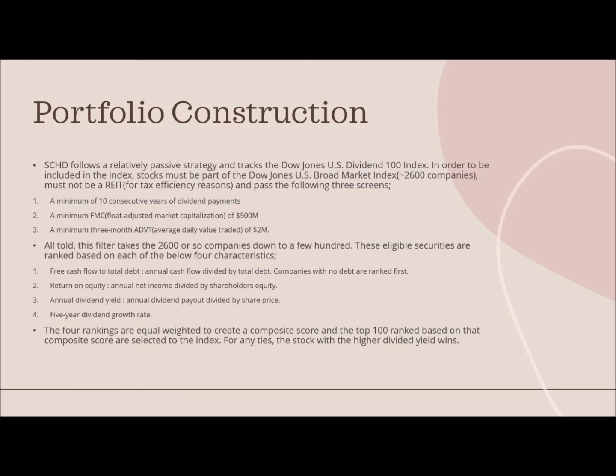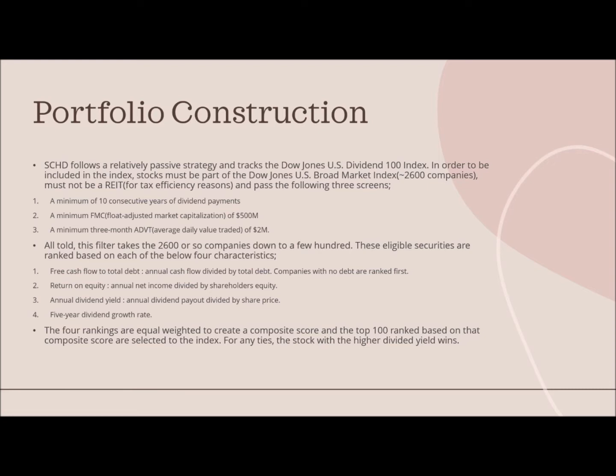And these eligible securities are ranked based on another four characteristics. One being free cash flow to total debt. So that's the annual cash flow divided by total debt. And companies with no debt are ranked first. Two being return on equity, the annual net income divided by shareholders' equity. Three being the annual dividend yield, which is simple, the annual dividend payout divided by the share price. And four being the 5-year dividend growth rate.